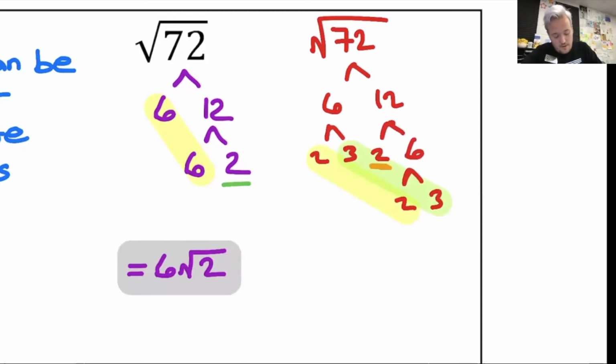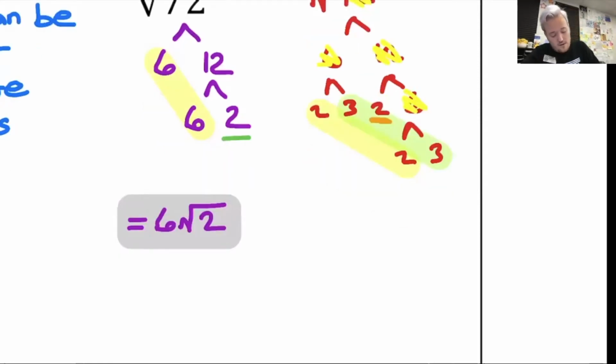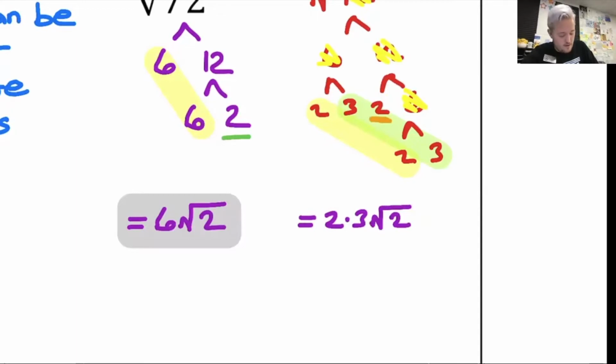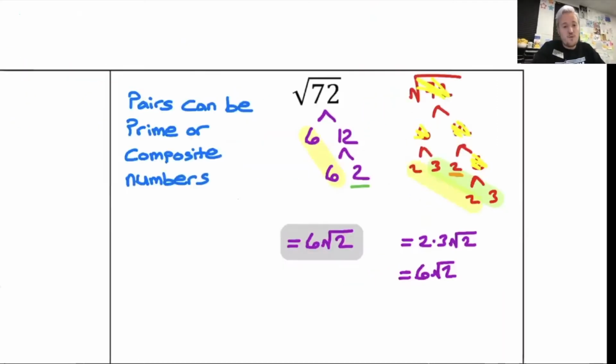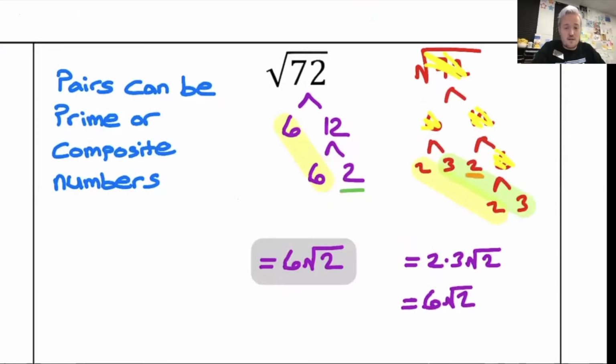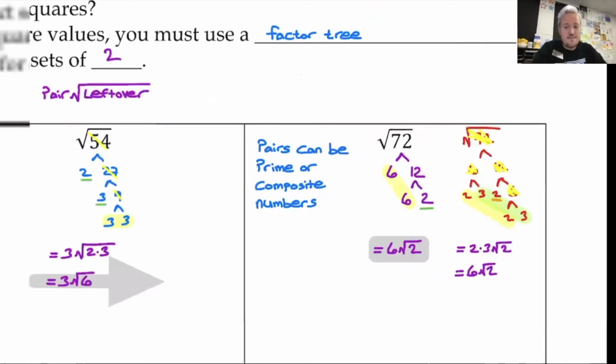Remember, any number that branched, I don't need it. So all those other values will have to be accounted for. On the outside, I would have 2 times 3, and the 2 on the inside, which is still going to give you 6 root 2. So even if you don't want to use the composite values, you can still break it down all the way, and you should still get the same exact answer. It doesn't matter. But I would recommend using composite values if you can. It will make the problem a lot shorter, and it will make your life a little bit easier.